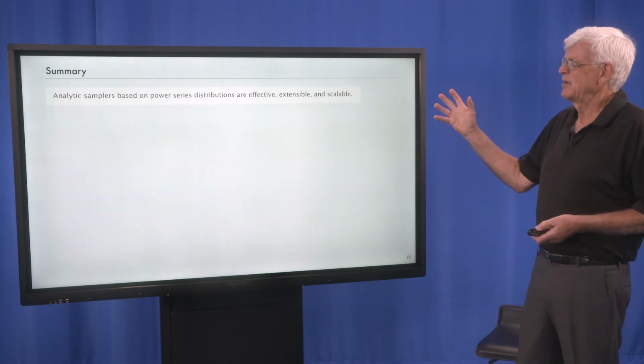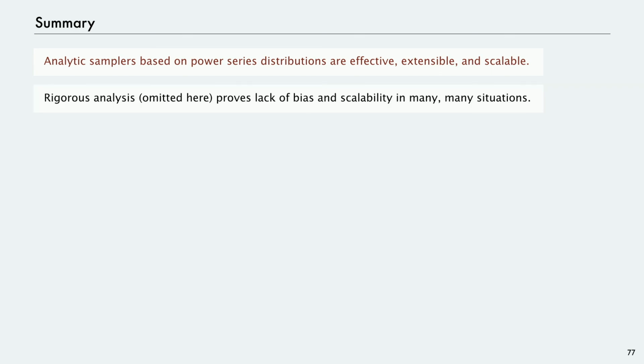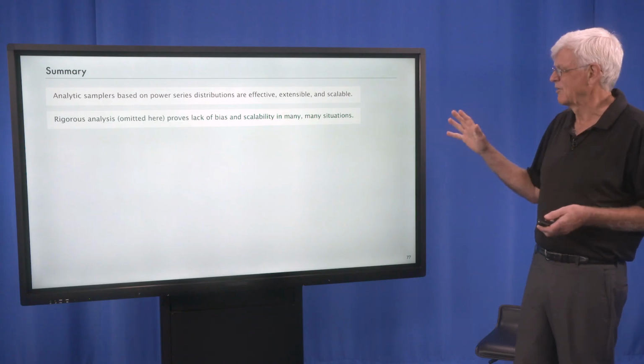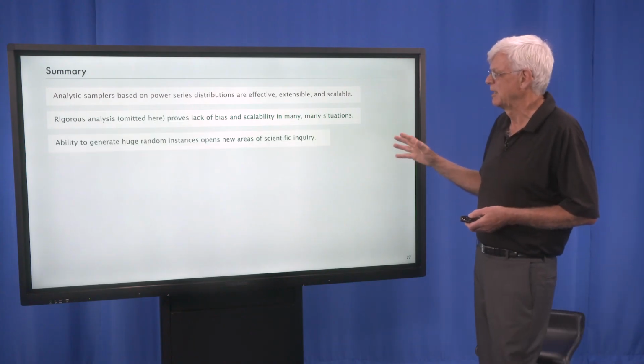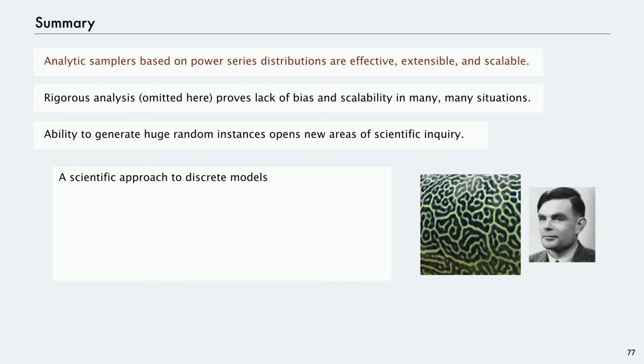So that's our summary. Analytic samplers based on PowerSeries distributions are effective, extensible, and scalable. I haven't done the rigorous analysis in this lecture, but in many, many situations we're able to completely prove lack of bias and scalability, and we can generate huge random instances and open up new areas of scientific inquiry. Going back to Turing and before, this enables a scientific approach to discrete models.